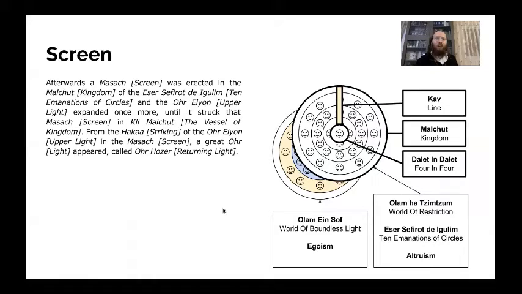Afterwards, a Masach, screen, was erected in the Malchut, kingdom, of the Eser Sefirot Igulim, 10 emanations of circles. And the Or Elyon, upper light, expanded once more until it struck that Masach, screen, in Kli Malchut, the vessel of kingdom. From the Hakaa, striking, of the Or Elyon in the Masach, a great Or appeared called Or Chozer, returning light.